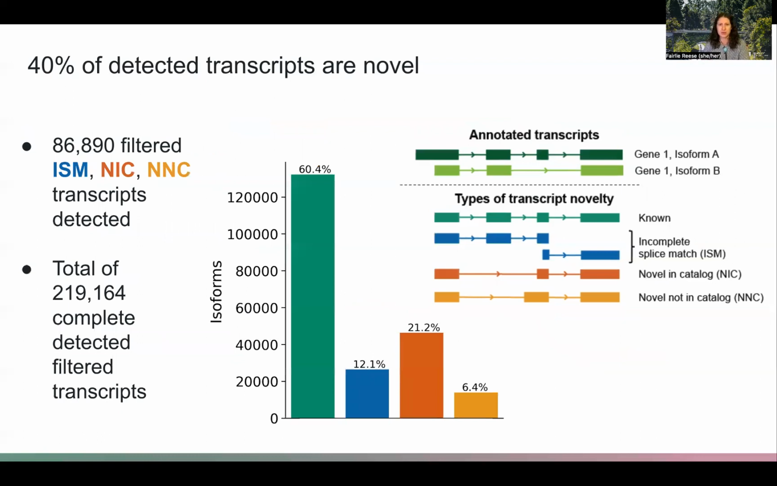And this is what the breakdown of them by their novelty types looks like. So the majority of what we detect is known transcripts, which is, you know, a good sanity check.